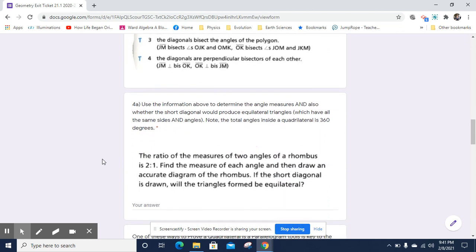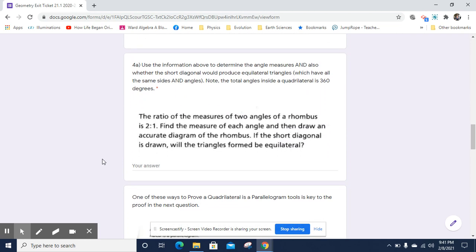So we're going to use that information to determine the angle measures and also whether the short diagonal would produce equilateral triangles. So let's look at this. It's important to remember that the total angles inside a quadrilateral are 360 degrees. So let's draw. I'll go with blue. Okay, so I'm going to draw a rhombus. And like that. And here's things we know.